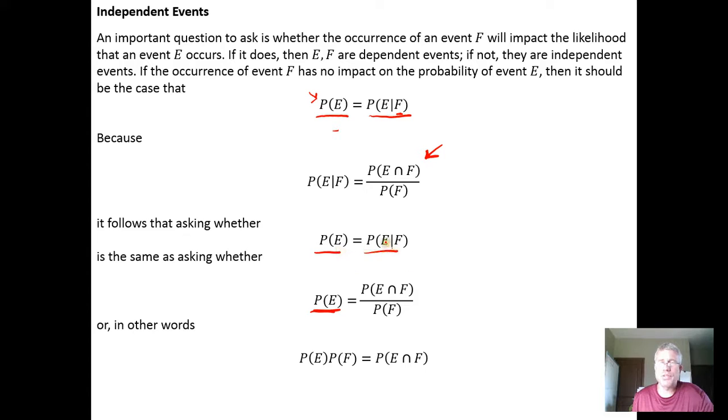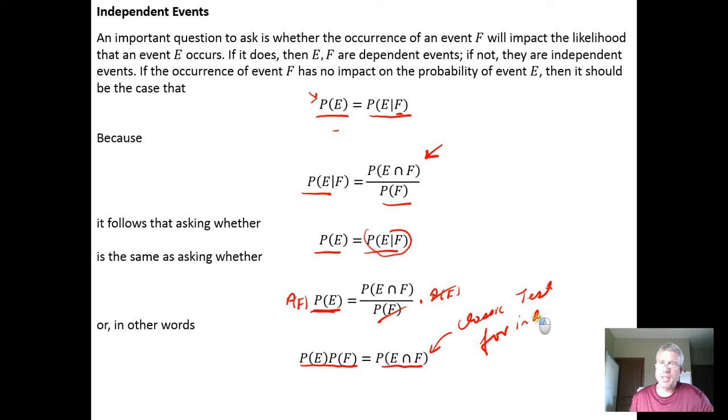If these two are the same, then by transitivity, we can replace one with the other. Once we do that, we just multiply both sides by the probability of F. The probability of F's cancel, as long as the probability of F isn't 0. And here we wind up with what is the classic test for independence.